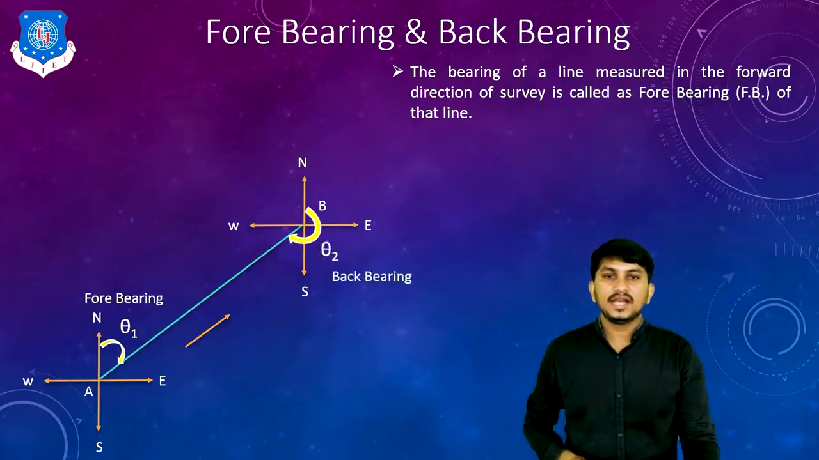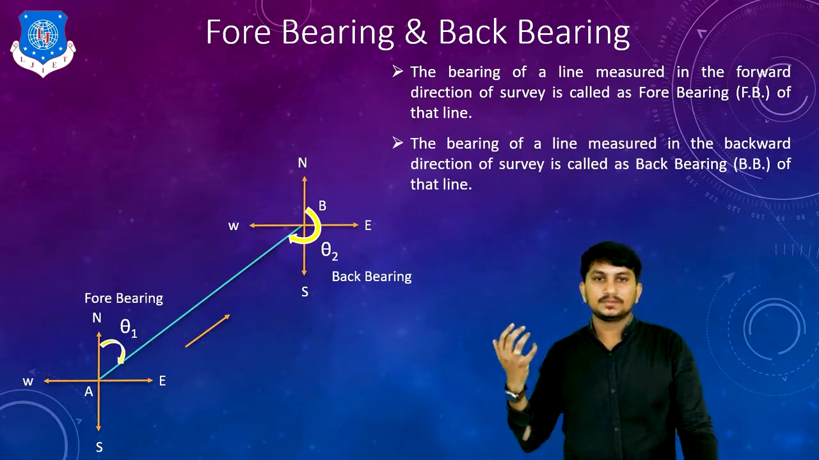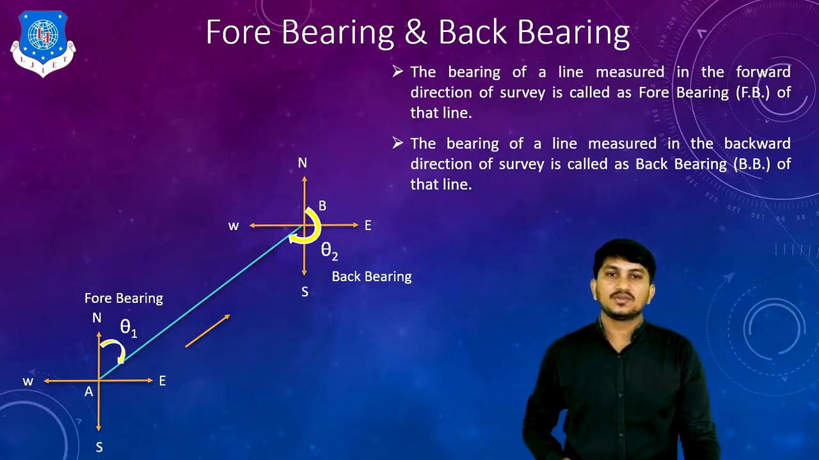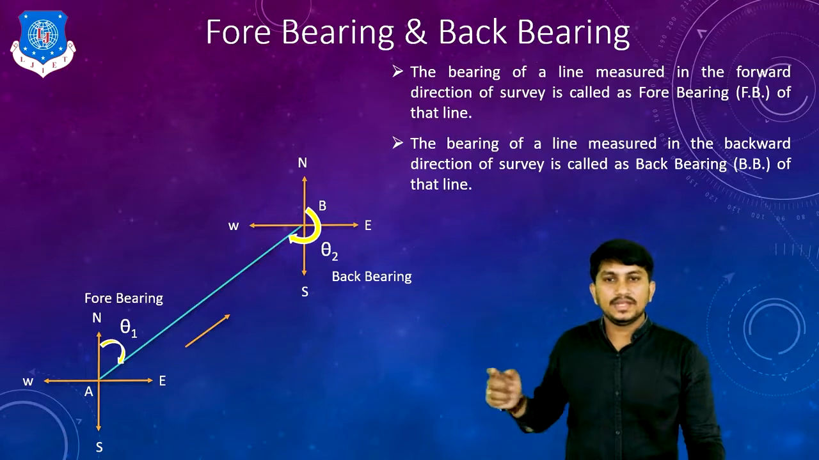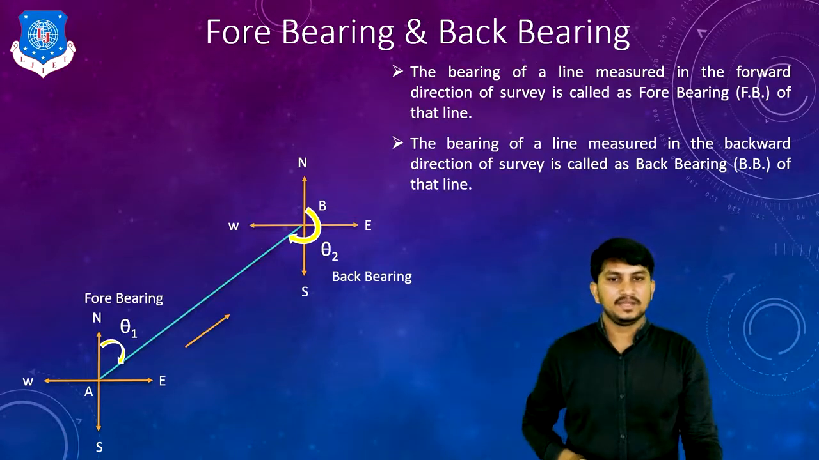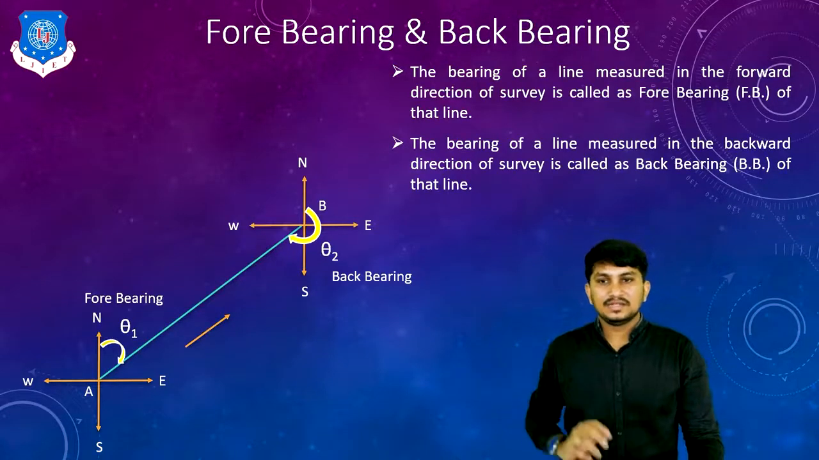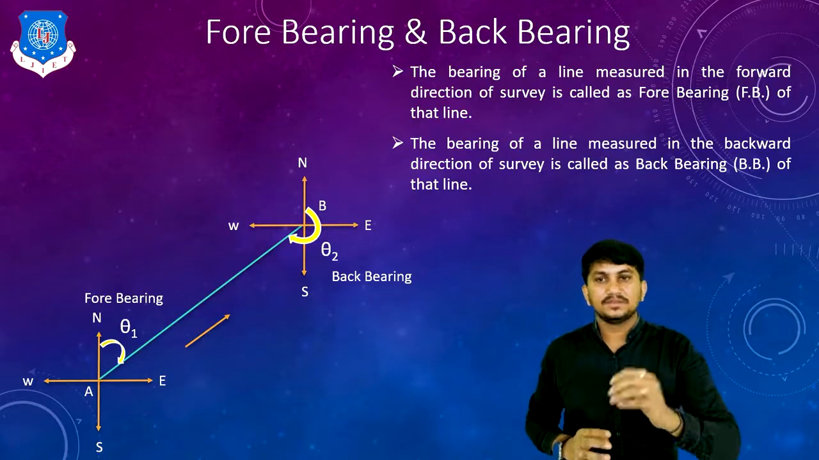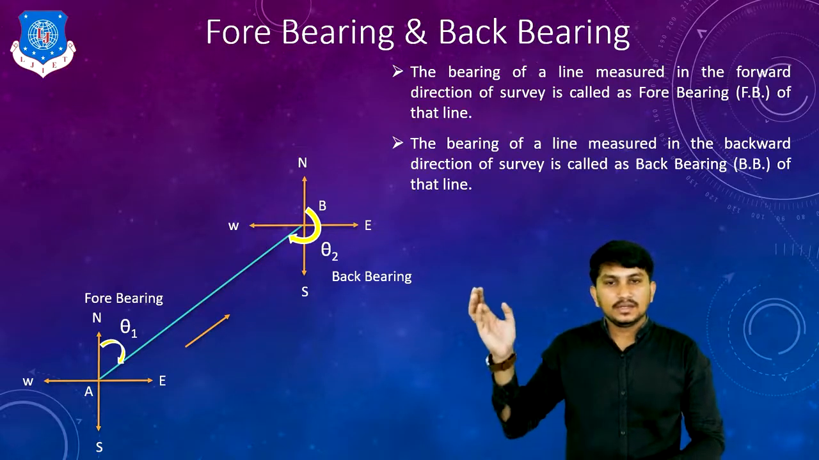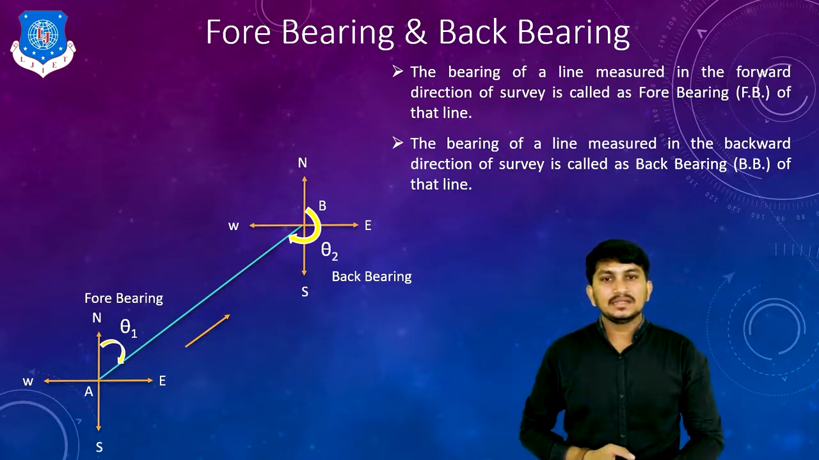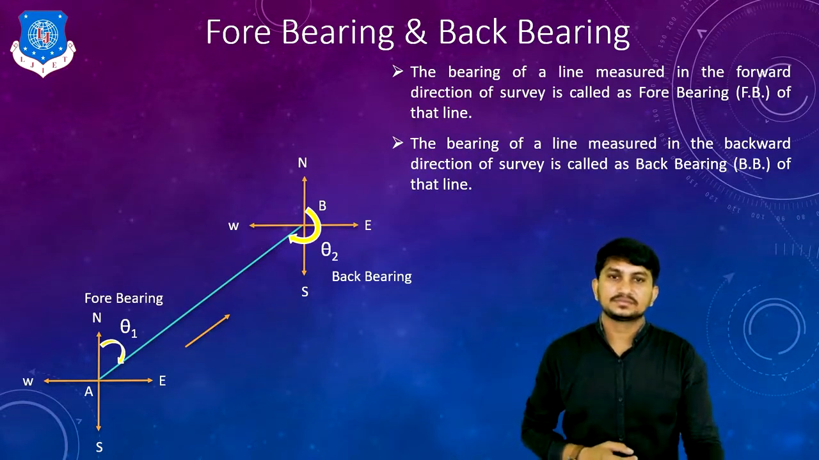If the bearing of the line is measured towards the backward direction of the survey, it is called back bearing of the line. Here, theta 1 is forward bearing and theta 2 is back bearing. Because theta 1 is measured towards the direction of the survey, while theta 2 is measured in the backward direction of the survey, it is called back bearing.